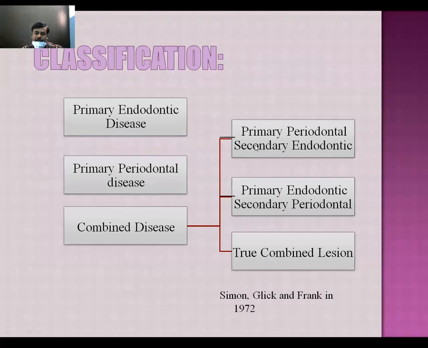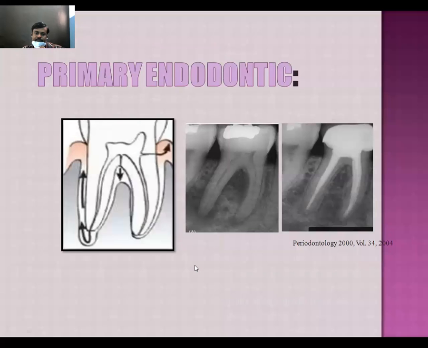Again, it combined primary periodontal, secondary endodontic, primary endodontic, secondary periodontal, and this is the most commonly followed classification in endo-perio lesions. Once again, I will repeat the classification. This is how we classify the endo-perio lesions: primary endodontic disease, primary periodontal disease, or combined disease.